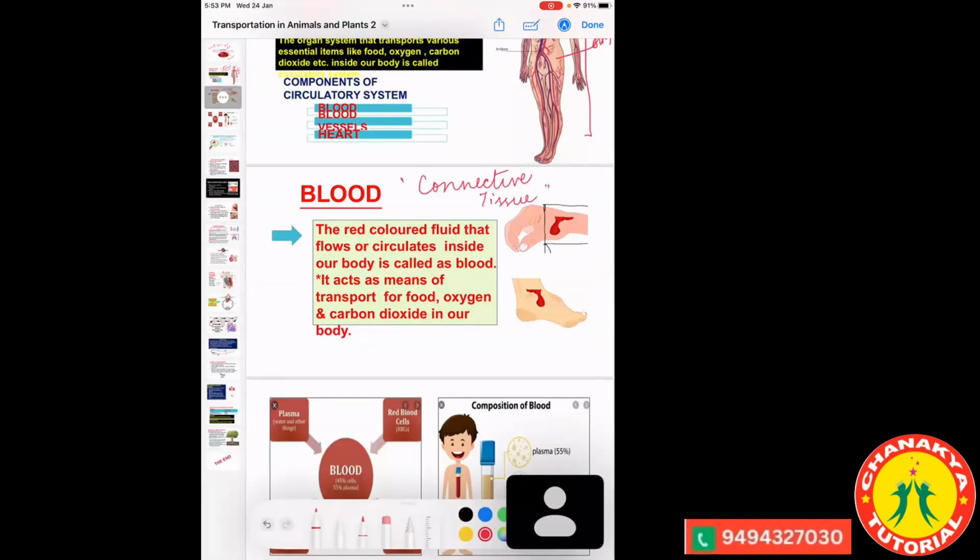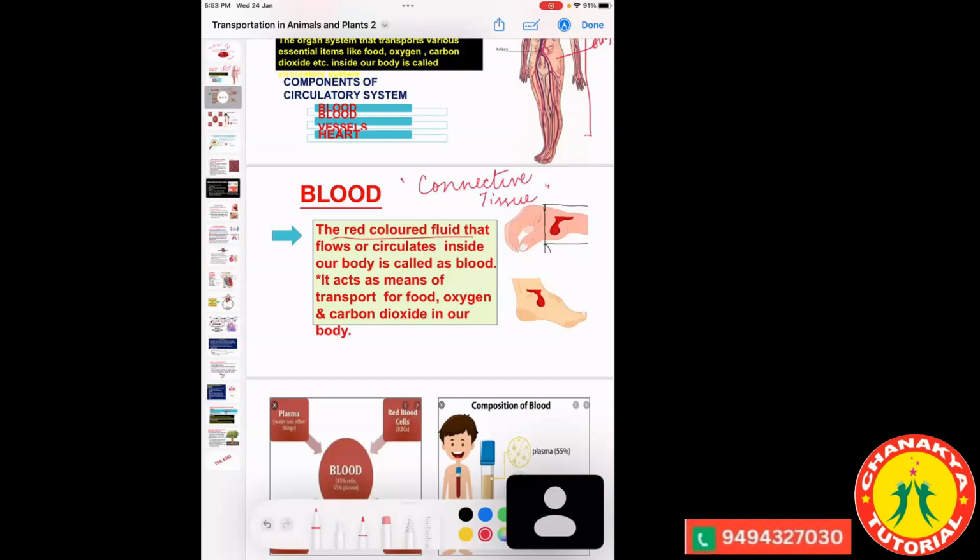The reason why we call blood a connective tissue is because it helps in connecting the different parts or organs of the body. For example, the heart and the lungs are connected together with the excretory system, with the kidney. How? With the help of the blood only. Different organs of the body are connected because of the blood, and that is the reason blood is called a connective tissue.